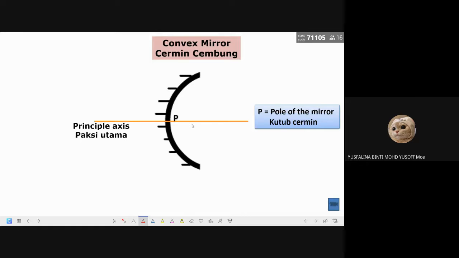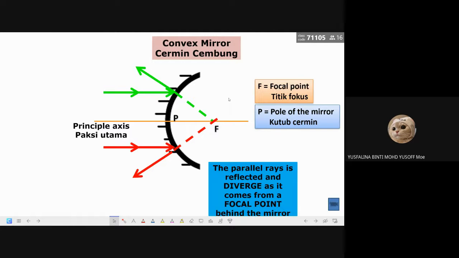For the convex mirror, this is the principal axis. P we call the pole of the mirror. You can see the ray is reflected back, and this one also is reflected back. If we make the lines longer, they will intersect at one point. We call it the focal point. And F to P, again, we call the focal length. So the parallel rays are reflected and diverged as if they come from a focal point behind the mirror. You just draw like this, then draw it reflected back, then make the line longer until it intersects. That point we call the focal point.